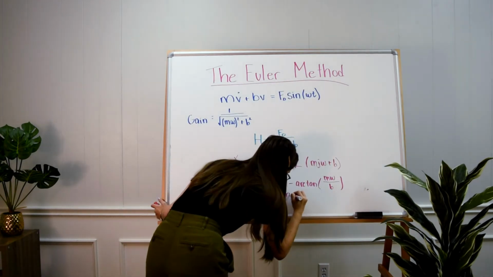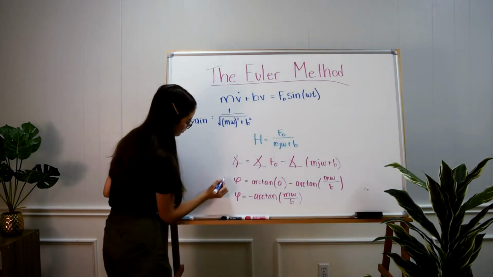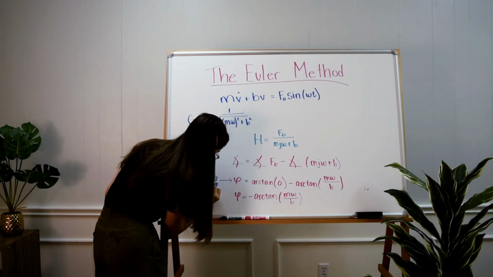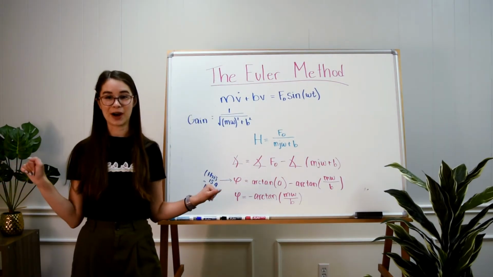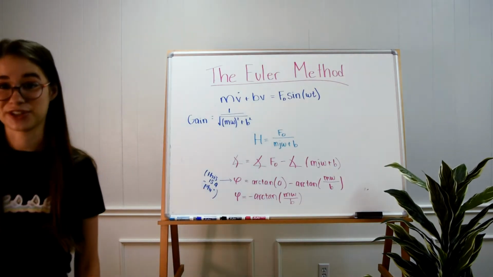We take the arctangent of the numerator and subtract out the arctangent of the denominator, like so, and boom, phase shift acquired. That was cringy.